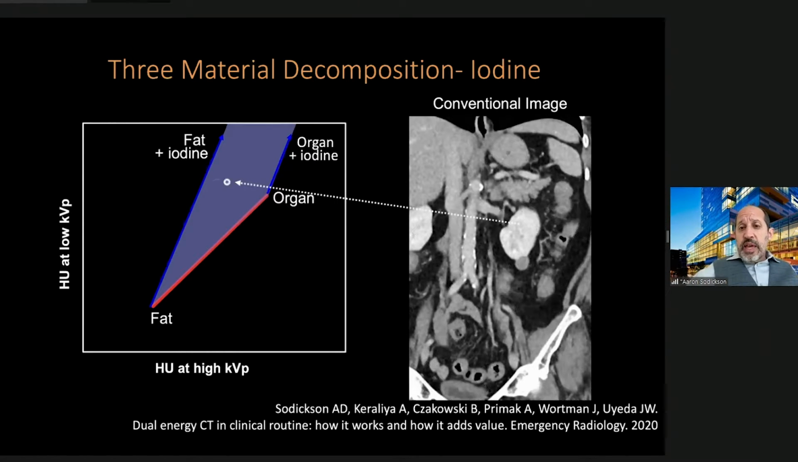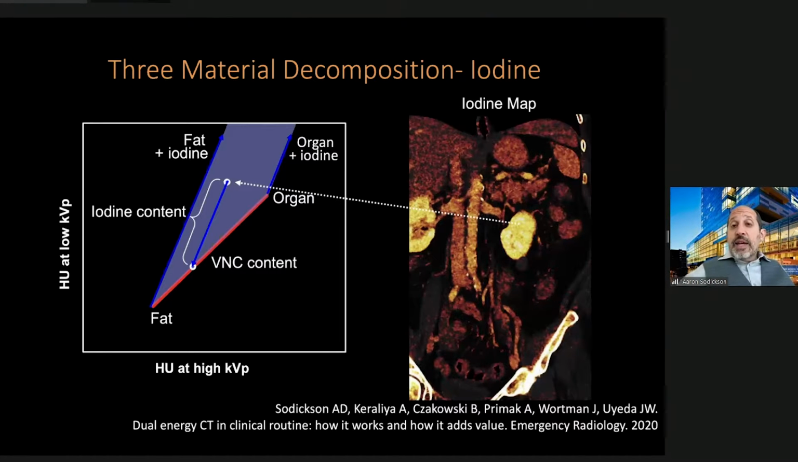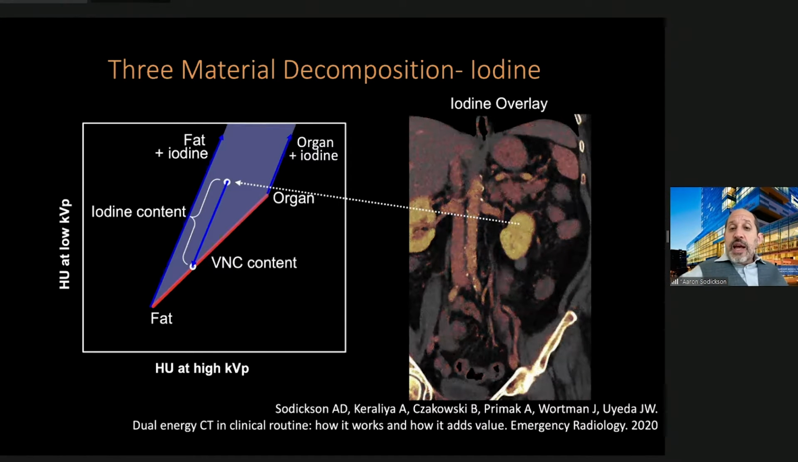So if we take that same image and we take a voxel, we can now decompose it into its iodine content, and what's left at the base material line is the virtual non-contrast attenuation. So we can turn this conventional image into a virtual non-contrast image with the iodine removed. We can look only at the iodine content itself and color code that, in this case, in orange. Or what we do as our mainstay in all of our scans is we superimpose this color-coded iodine content on top of the grayscale virtual non-contrast image to create this iodine overlay image, which is what we send to PACS.